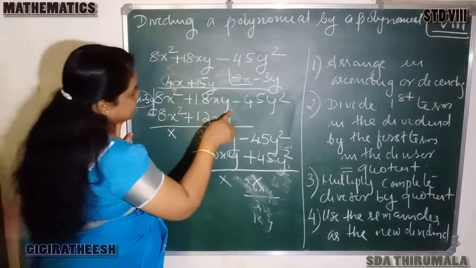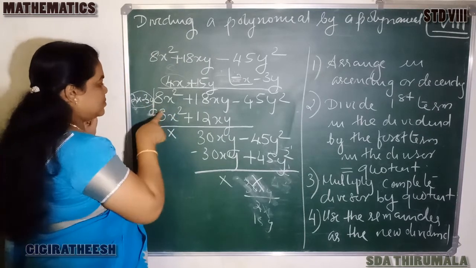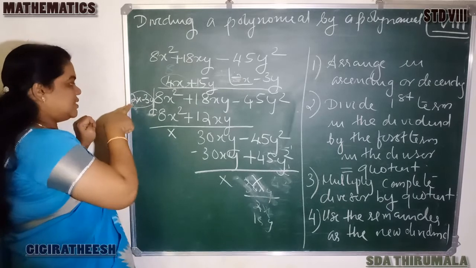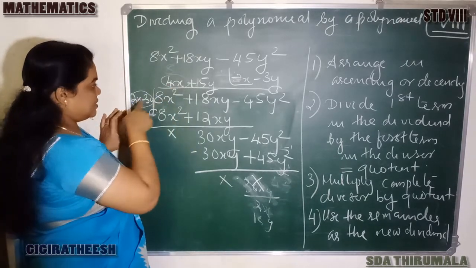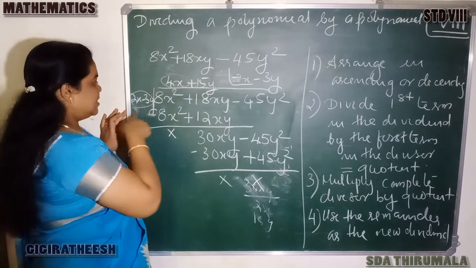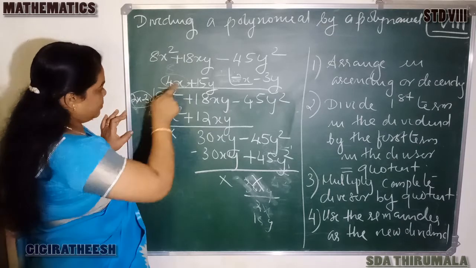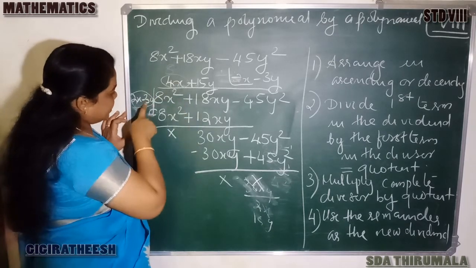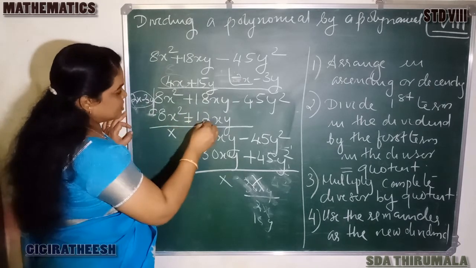First write this in the ascending or descending order, and after that first you divide the first term 8x square by the first term of the divisor, that is 2x, that is we get 4x. That is 8x square divided by 2x is equal to 4x. After that, multiplying 2x minus 3y into 4x, that is 4x into 2x is equal to 8x square, plus 4x into minus 3y is equal to minus 12xy.